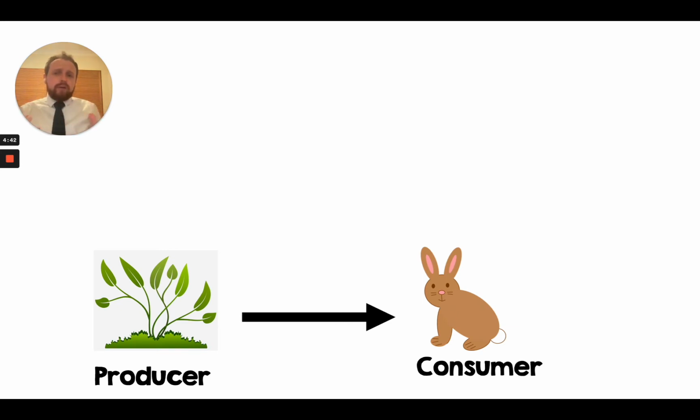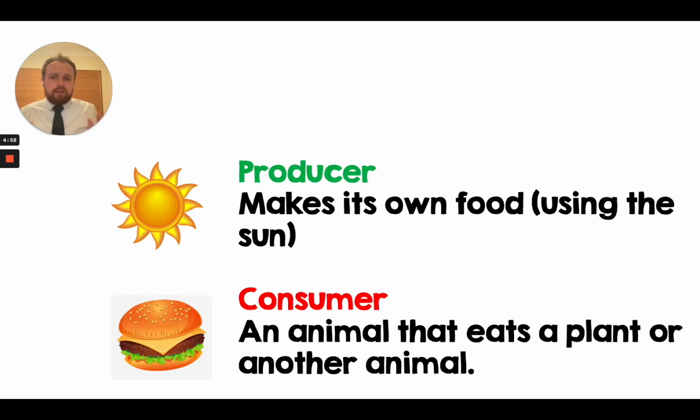So when we're looking at plants and animals, we've got producers. These are the plants which create their own energy using sunlight. And then we've got consumers, which get their energy from eating something, from eating a plant or an animal. Producers and consumers. So there are those definitions. A producer is something that makes its own food using sunlight. And a consumer is an animal that eats a plant or another animal to get its energy. So keep those in mind. Those are really important.